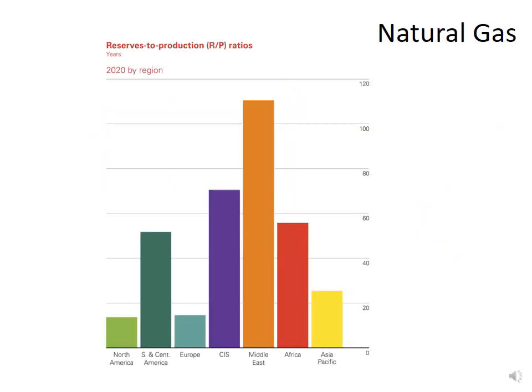Let's switch to natural gas. Natural gas occurs along with oil. So the same geologic features that trap oil can also trap natural gas. And in North America, we have been using fracking to increase our natural gas reserves, and our natural gas reserve to production ratio is still less than 20 years, as is Europe's.